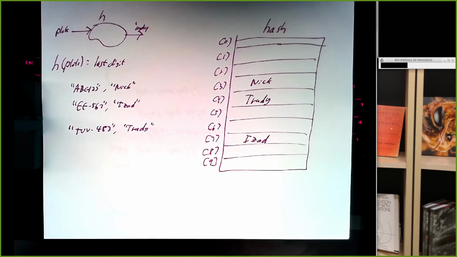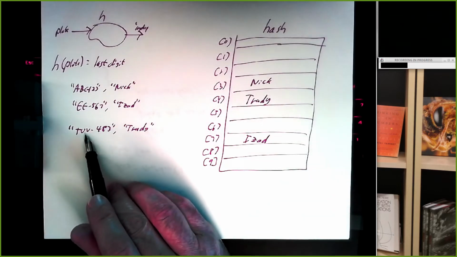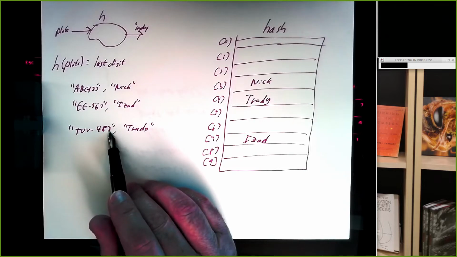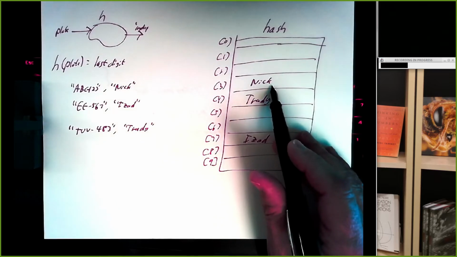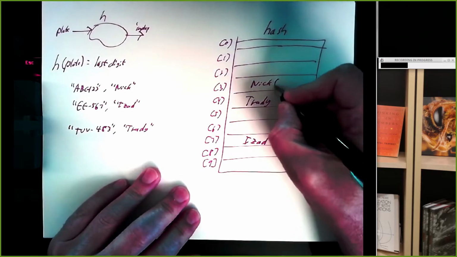So things just got a little more complicated, because now if I want to find the name associated with TUV483, I take that index 3, I come out here to my array, I see Nick. Well, if I return Nick and say that's the person who owns that license plate, I've got a problem. So I need to have some other information in here. I need to store not just the data, but also the key.